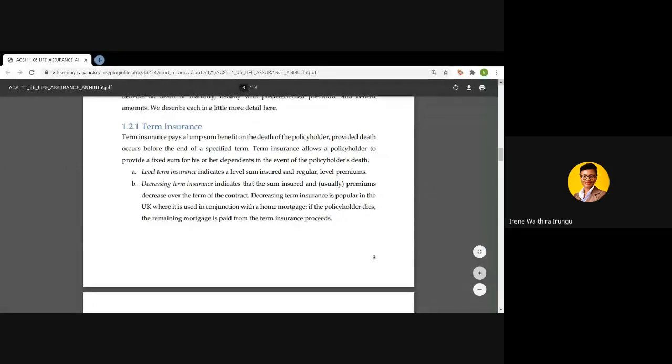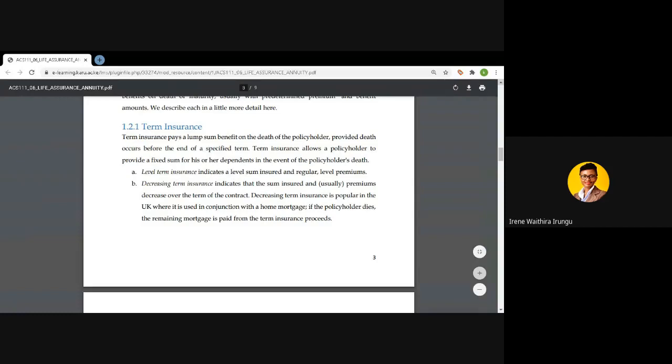So once we come to the decreasing term, it means that now the sum assured and the premiums will be decreasing over the years. So the sum assured, let's say in year one, will be 500. The sum assured in year two will be 450. In year three, it will be 400, 350, and so on. In the same manner, the premiums again will be decreasing, so that in the first year, Brian's father should pay a premium of 10,000. In the next year, maybe 9,000, 8,000, 7,000, and so on. So that is the distinction.